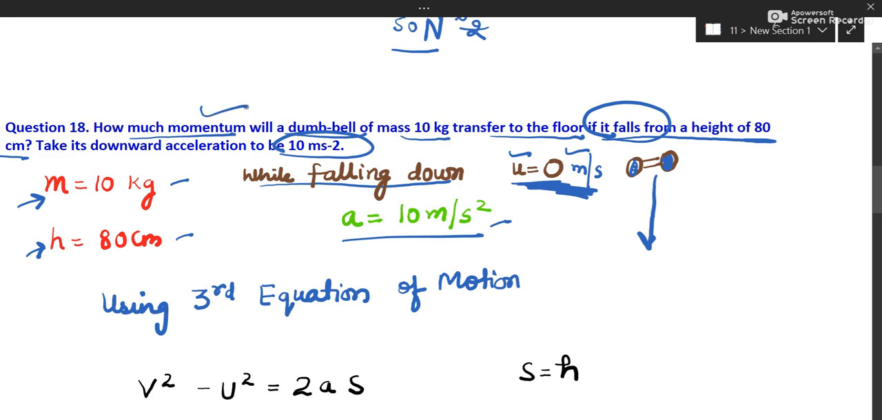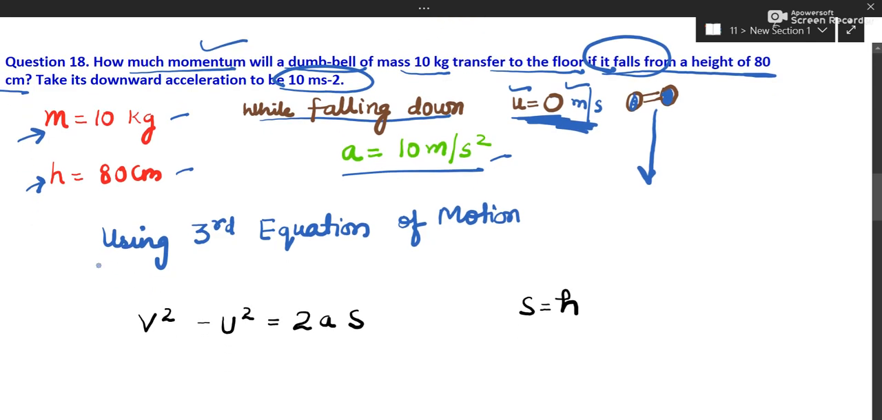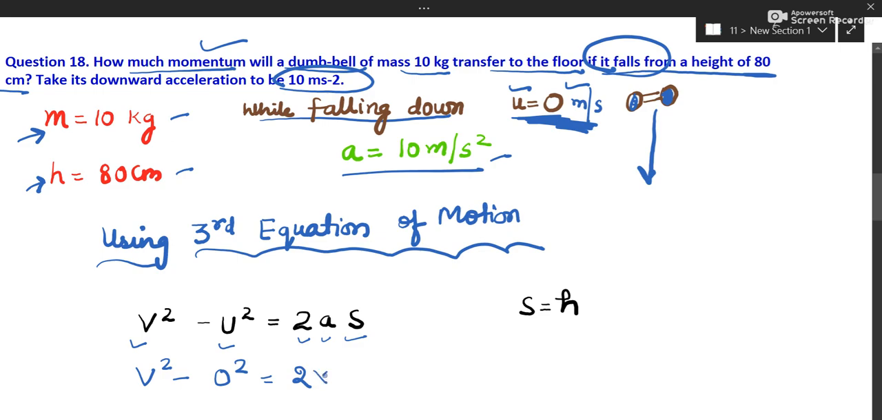Okay, we have to find out how much momentum will it transfer. So we'll be using the third equation of motion, if you remember from chapter first, Motion, of physics. The third equation is v square minus u square is equal to 2as. So what is v? We don't know, we'll be calculating. Initial velocity is 0 because it is falling down, acceleration is 10, and s, the displacement, is height, which is 80 centimeter. We'll convert it into meters, so it is 80 by 100 meters. So we'll substitute here 80 by 100.